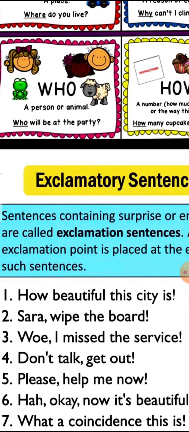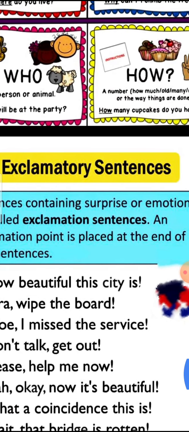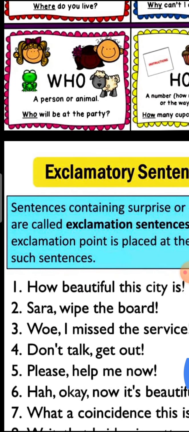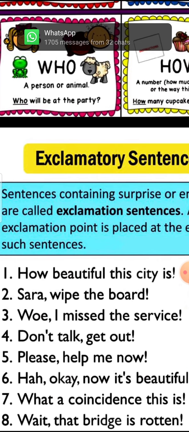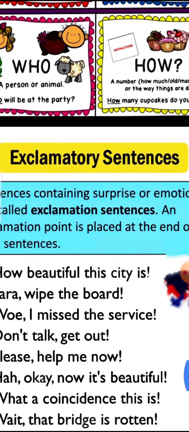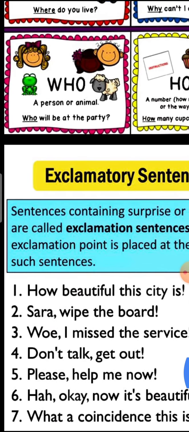Now third type of sentence is exclamatory sentences. Sentences containing surprise or emotions are called exclamatory sentences. An exclamation point is placed at the end of such a sentence. You have to put an exclamation sign.